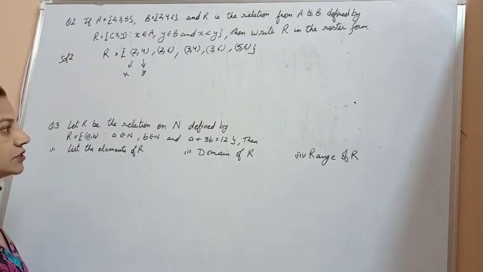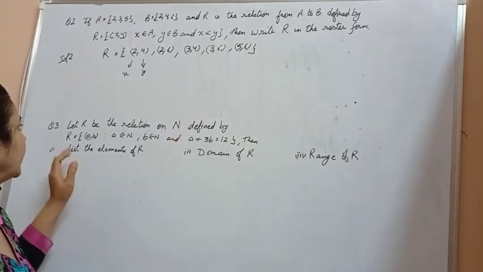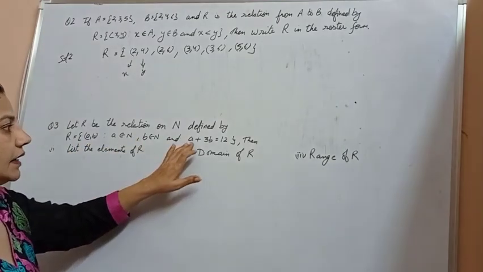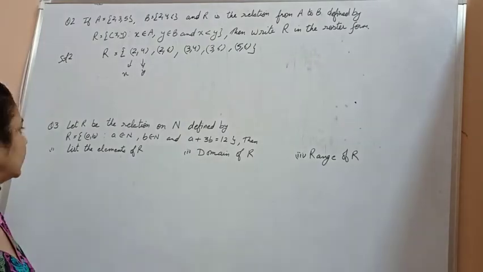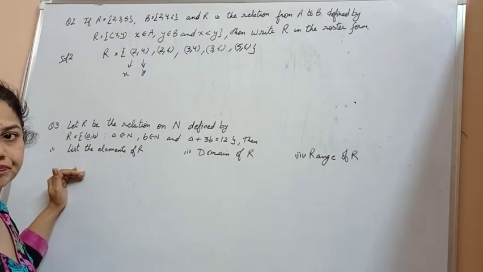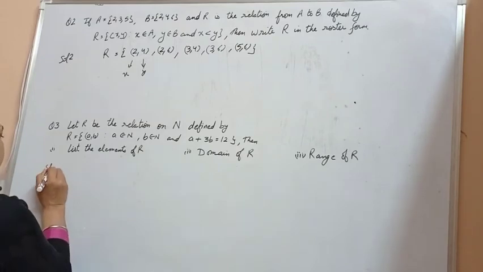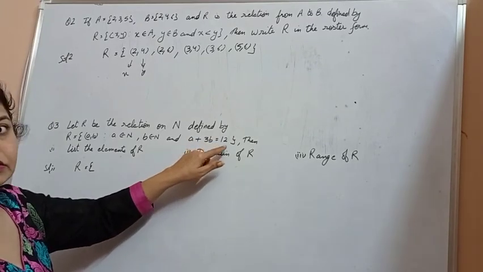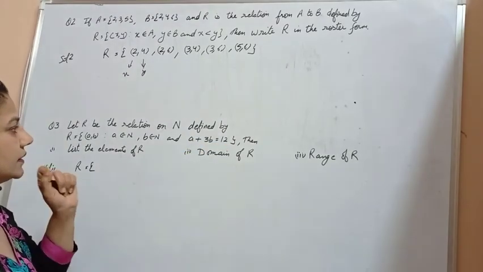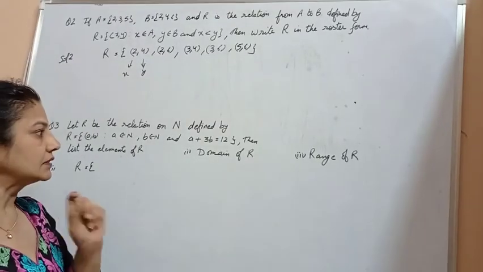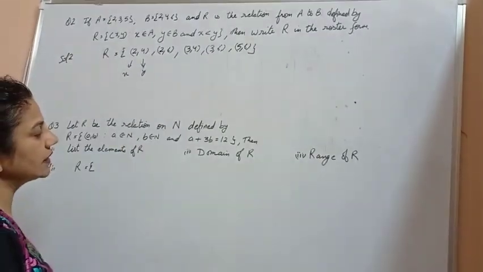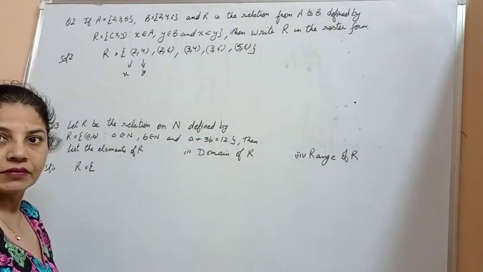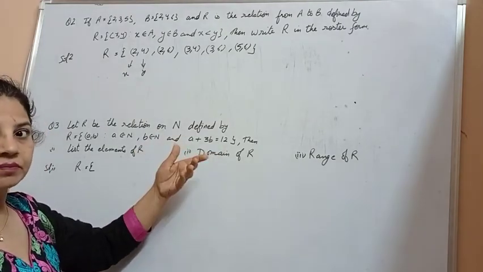Next, let R be the relation on natural numbers defined by the relation (A, B), where A belongs to N and B belongs to N, and A plus 3B is equal to 12. Then list the elements in the relation. We know that A plus 3B is equal to 12, so I can rewrite this as A is equal to 12 minus 3B. Since natural numbers are involved, we have to start with B.